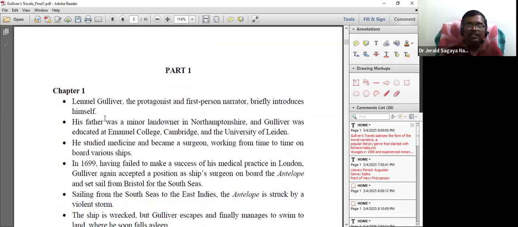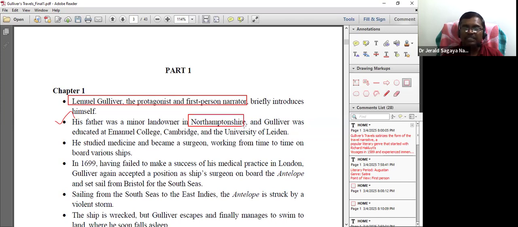Number one, in Chapter 1, we find that Lemuel Gulliver introduces himself as the protagonist and the first-person narrator. He describes his family. What type of person was he? So he gives some key information about himself, starting from his family. He says that his father was a minor landlord and that he belongs to a place called Northamptonshire. Lemuel Gulliver was educated at Emmanuel College, Cambridge, and also at the University of Leiden. What did Lemuel Gulliver study?